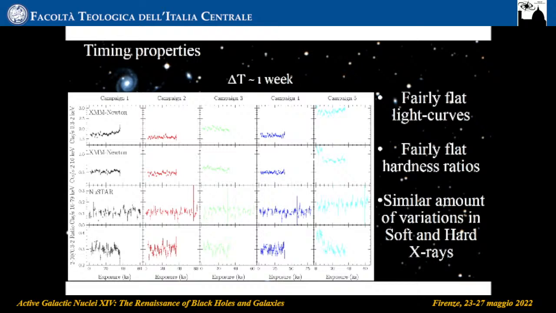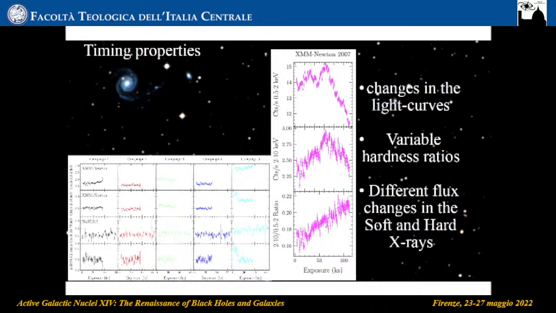And that was not really what we were looking forward to, because in 2007, the XMM-Newton observations, these are the corresponding light curves, were showing a different behavior. So hard X-rays and soft X-rays varied, not in a compatible way. In fact, we are looking at the hardness ratio in the third panel that is changing during the observation. So, I mean, we were not that happy.